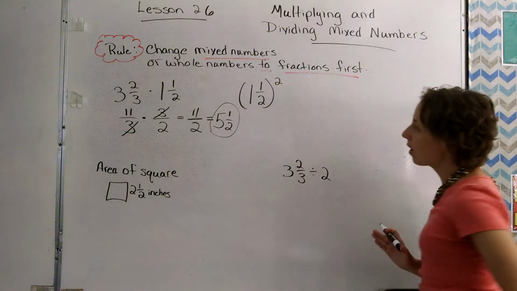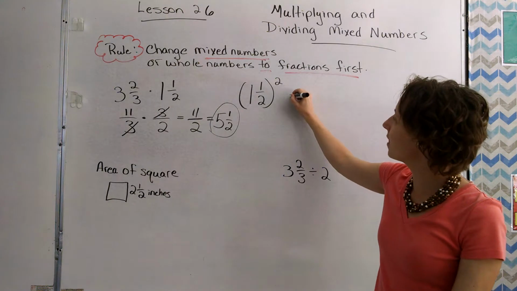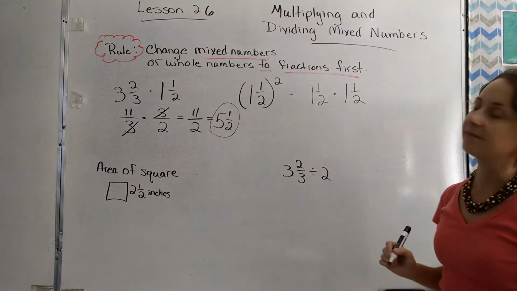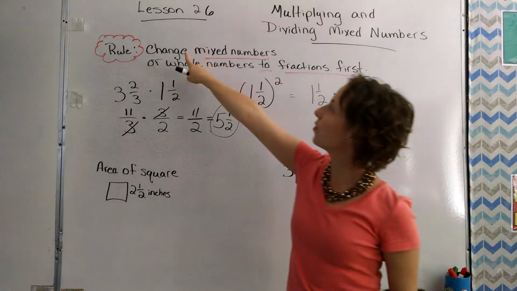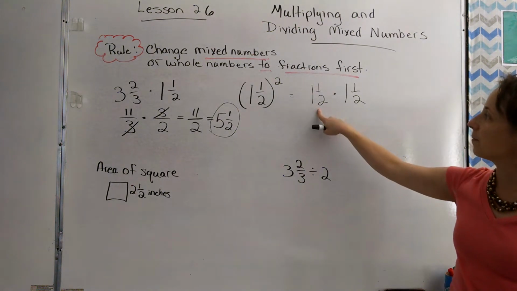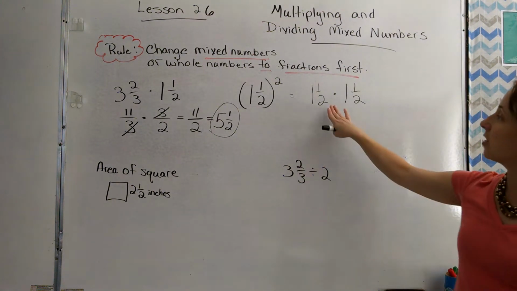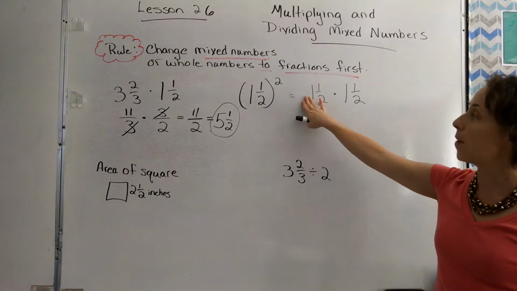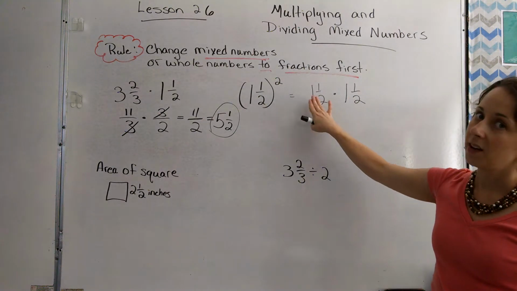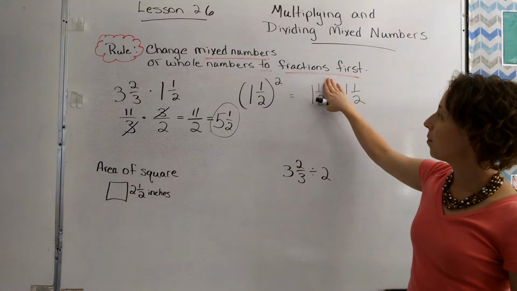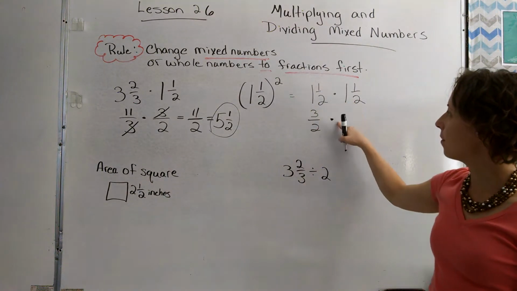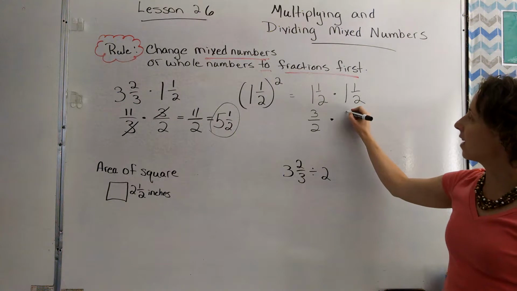1 1/2, and I want to square it. So that means I could rewrite this as 1 1/2 times 1 1/2. Okay? Here's our new rule for today. Change our mixed numbers and whole numbers into fractions first. I have 2 mixed numbers. To change it to an improper fraction, take the denominator, multiply times the whole number, add the numerator. 2 times 1 is 2, plus 1 more is 3. 3 halves times, going to be 3 halves again.